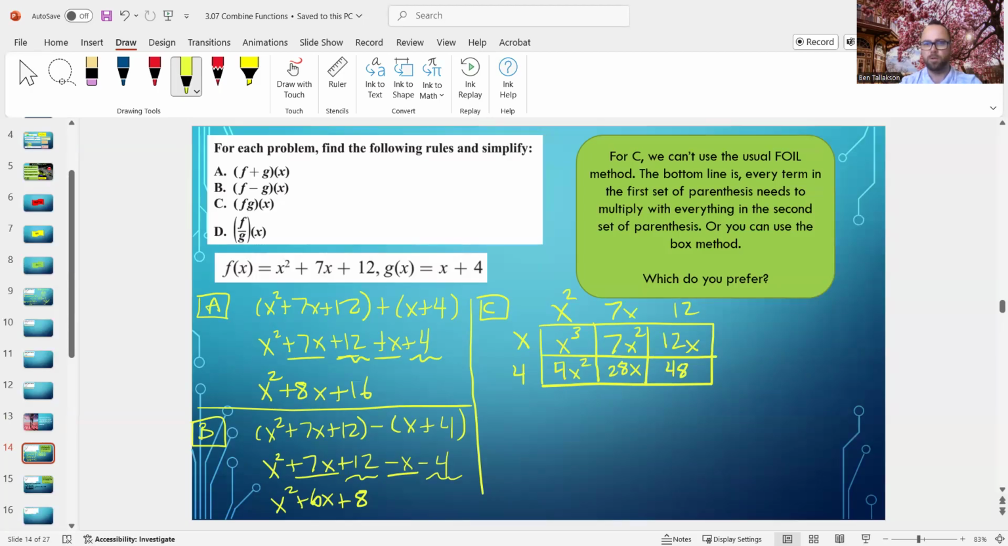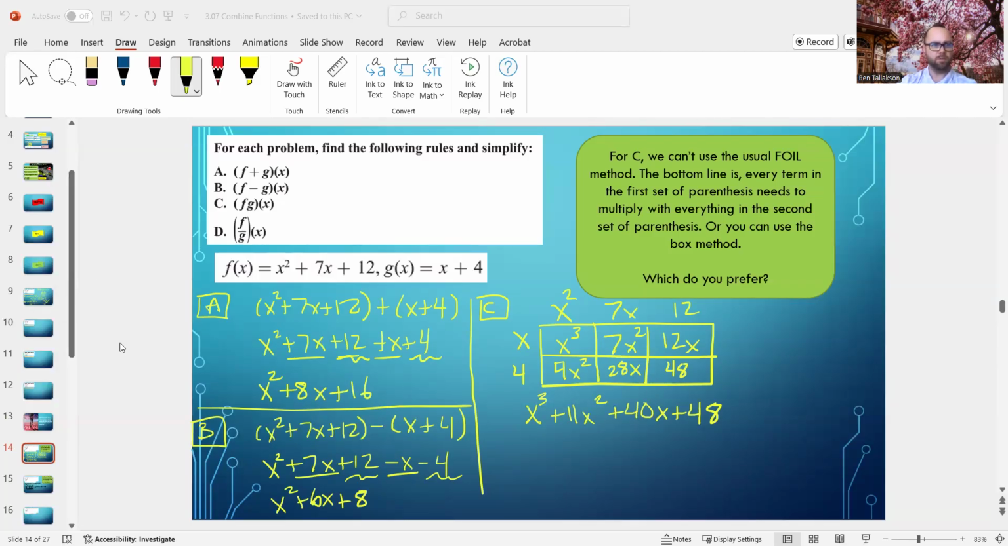And pull out your terms. I'm going to combine like terms. So I see the x squareds, 4 plus 7, 11. 28 plus 12, 40. And 48. Like terms are combined. Question C is answered. One more question here for today.